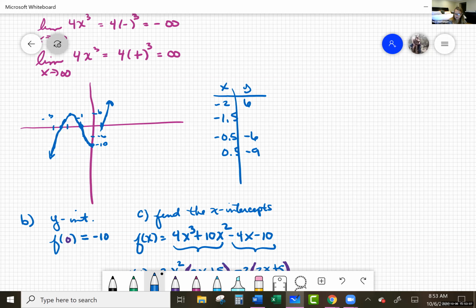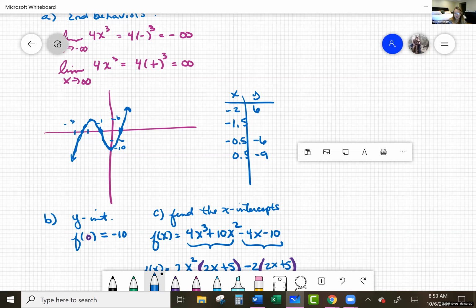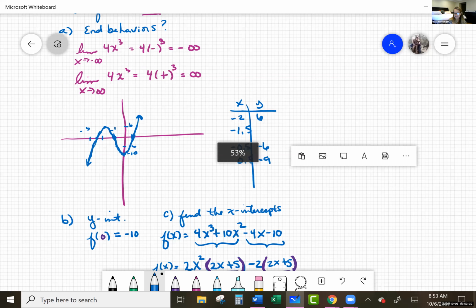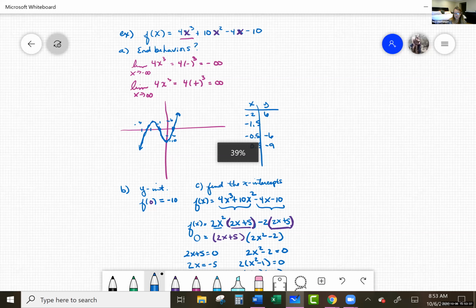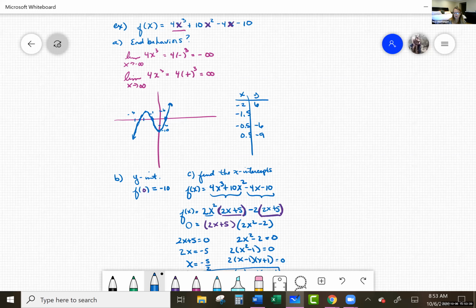Okay, so we went to Desmos. We got that when x was negative 2, y was about 6. Didn't do negative 1.5, but negative 0.5, I get negative 6. And then at positive 0.5, I got negative 9. So this would be a general sketch of what our function would look like, with finding the end behaviors, our intercepts, what was happening at those x-intercepts, and then plotting a couple of extra points.